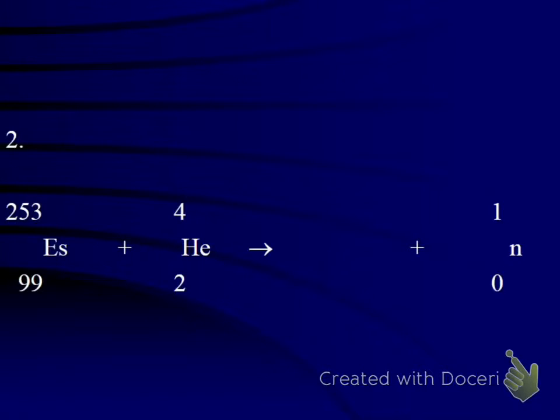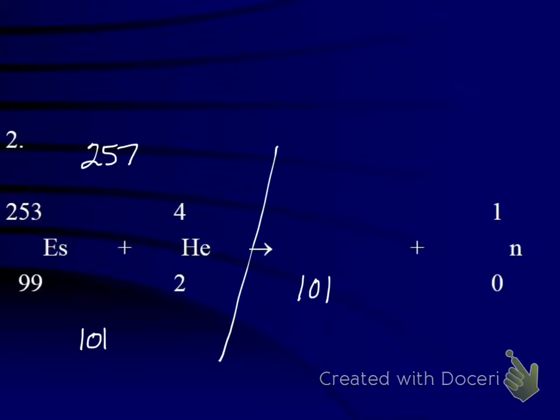In this one, I have 99 on this side. Sometimes it helps to draw yourself a line so you know where it's at. On the other side, I have 99 plus 2, which is how much? 101. And then I have 253 plus 4, which is 257. So I need this side over here to be 101. 1 plus 0 is 101.